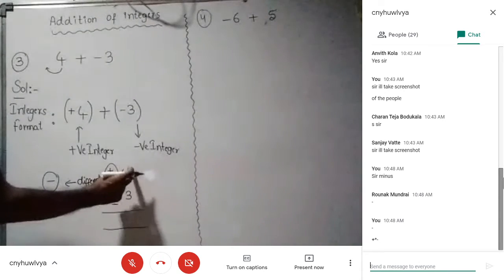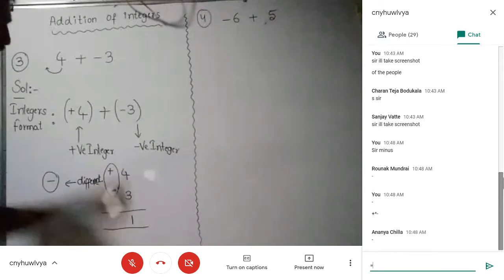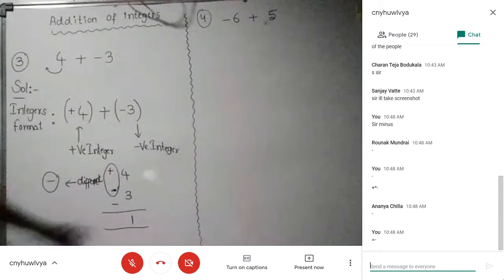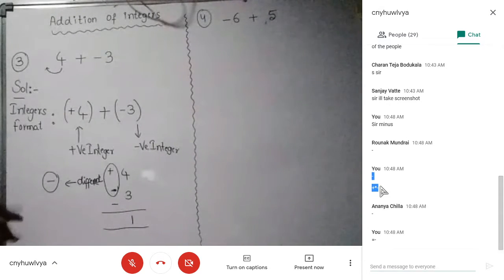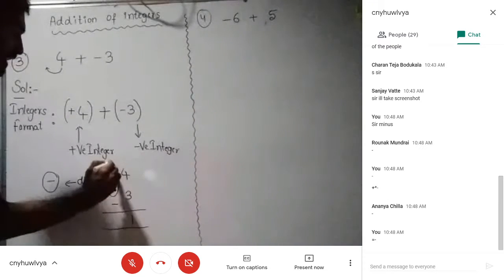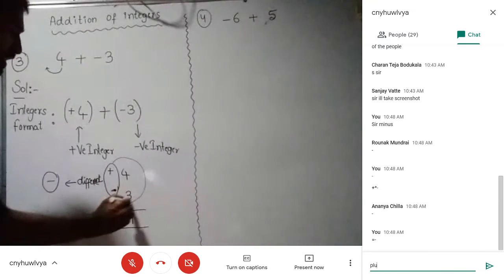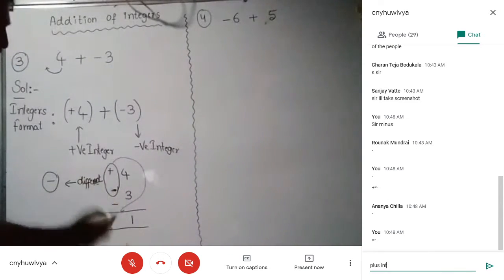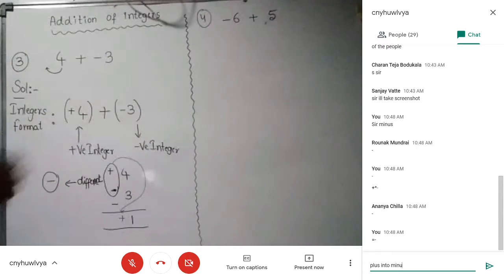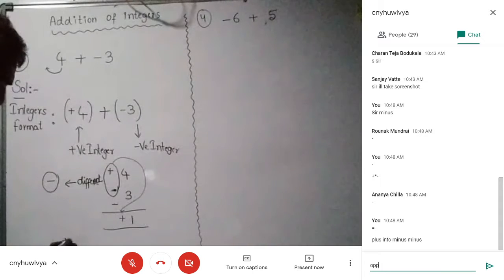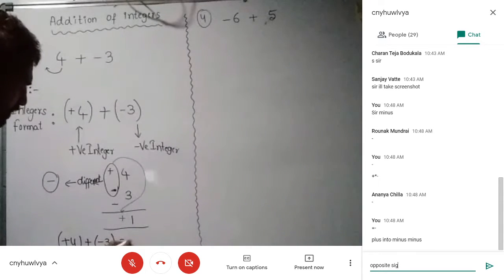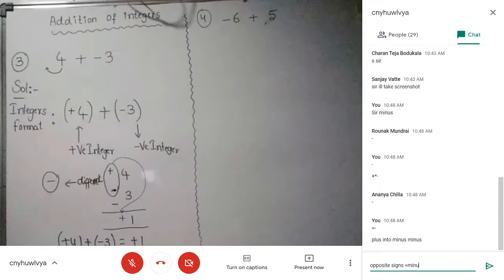Okay, so 4 minus 3 is 1. We got the result, but what about the sign? We should always take the bigger number's sign. What is the bigger number? 4 is the bigger number. So the sign of 4 is plus, therefore you keep plus. So it will become plus 1. Now, plus 4 plus minus 3 is equal to plus 1. That is the answer.